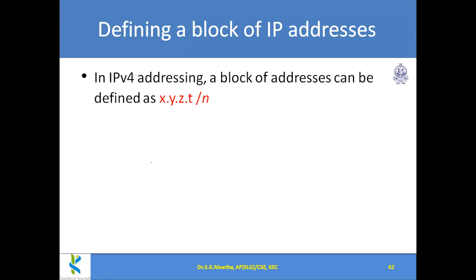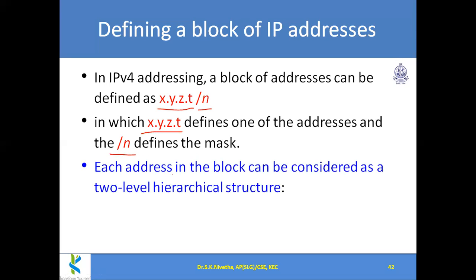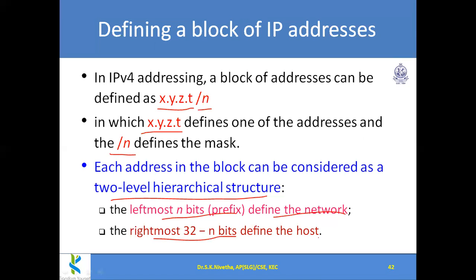Now, in IPv4 addressing, how do we define a block of IP addresses? It is defined as an IP address with a slash notation. This defines any IP address in the block, and the slash n defines the mask for that block. Each address in the block can be considered a 2-level hierarchical structure, as I told. The leftmost n-bit prefix defines the network or net ID. The rightmost 32 minus n bits define the host ID part, the suffix.